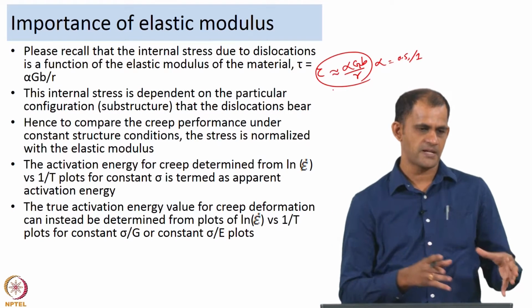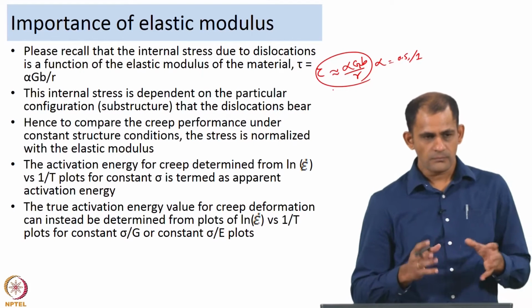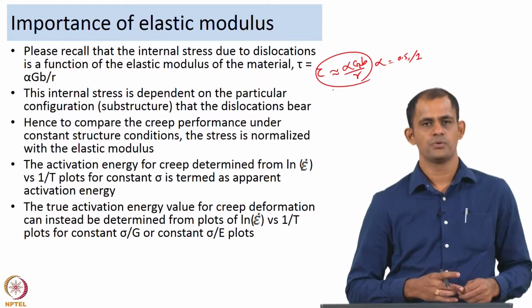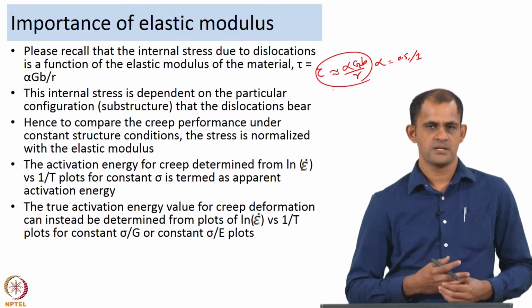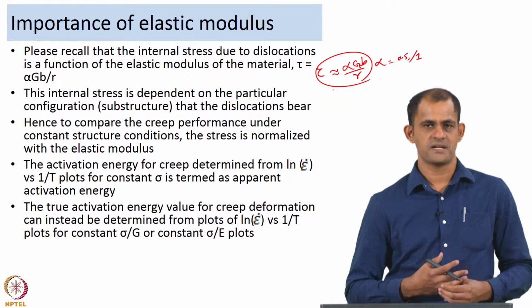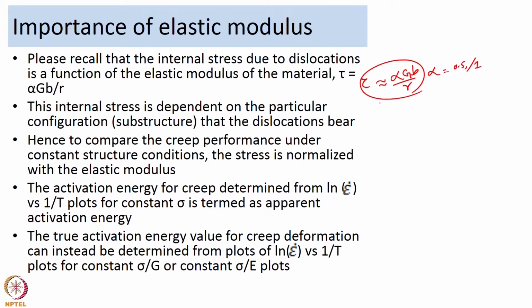say you have applied a certain stress, and as a result you have a certain configuration. If you want to maintain the configuration, then you will have to remove the effect of the elastic modulus. If you now want to compare the behavior of the material at different stress and temperature values, then you have to account for the change in elastic modulus with temperature. Elastic modulus is going to change with temperature, and in order to account for that under constant structure conditions, it is necessary to normalize the stress with the elastic modulus.